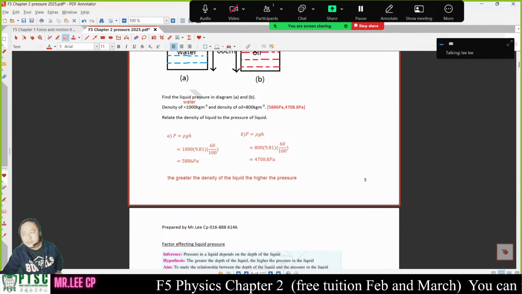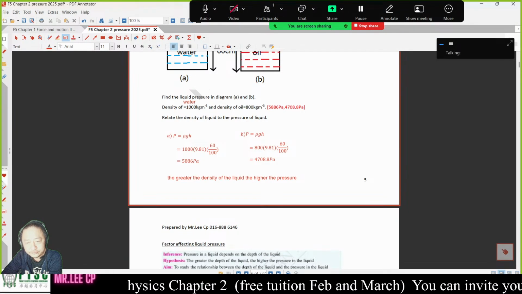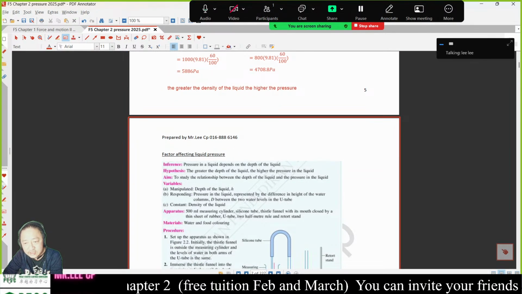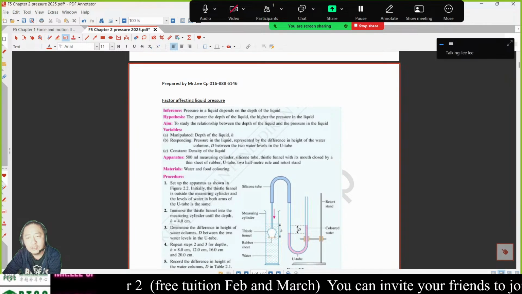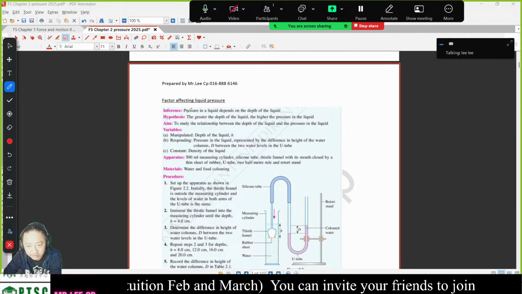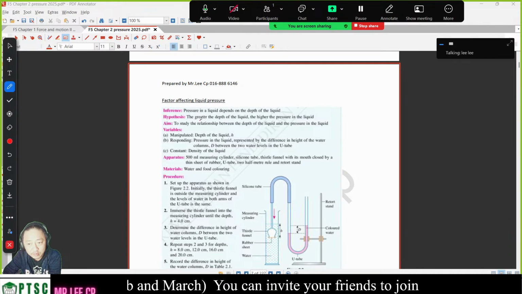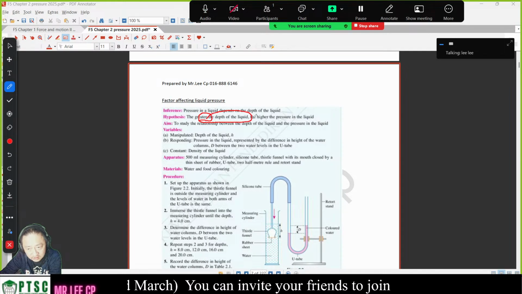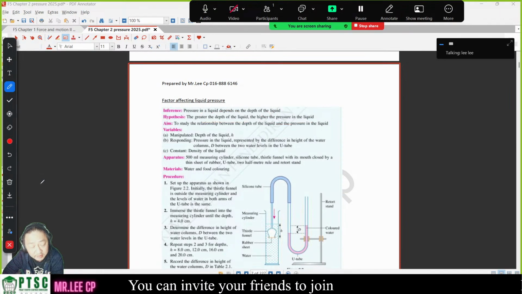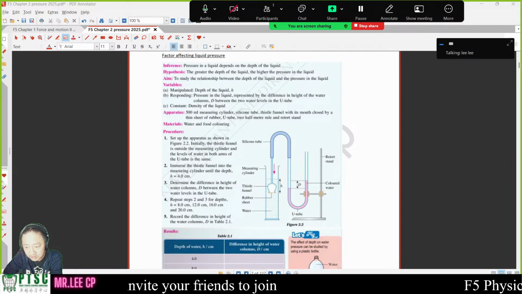Now, any question from here? All right. I hope it is okay for you. Now, factors that affect the liquid pressure. So now you do one experiment. We are going to see the inference first. Inference is the pressure in the liquid depends on the depth, how deep it is. So the hypothesis is the deeper the liquid, the higher the pressure. So you are going to study how deep it is and how much is the pressure.